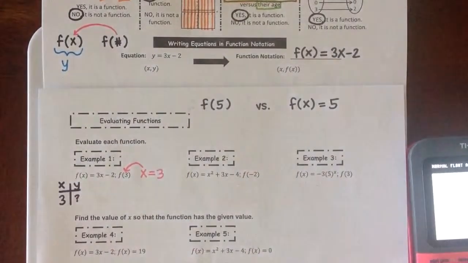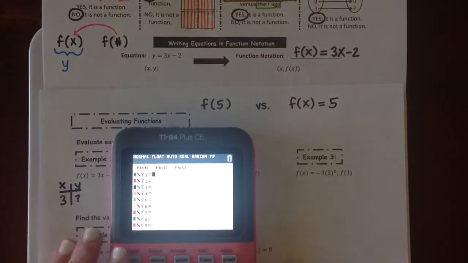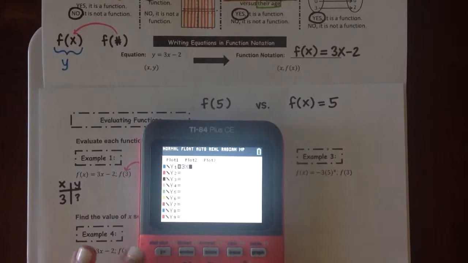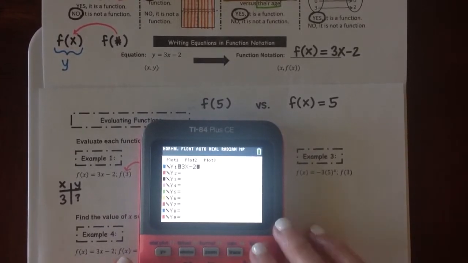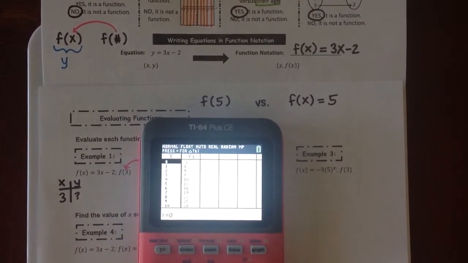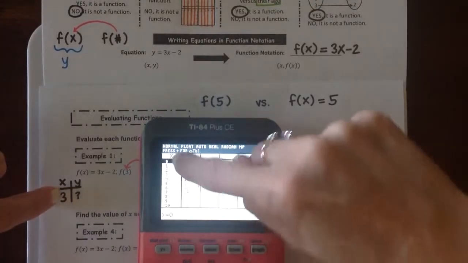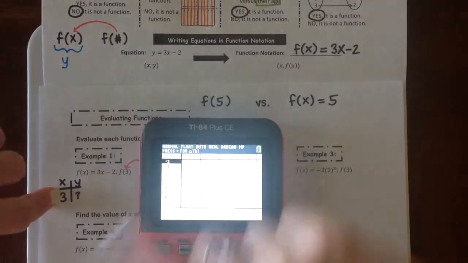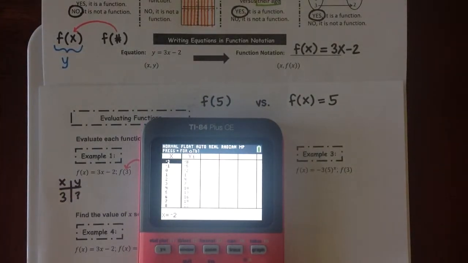So you can use your calculator to help you out. We're going to go to y equals, and type in 3x minus 2. And then you can go to your table. But I want to show you what to do, because what if your x value is not a whole number or not a negative whole number? What if it's a decimal or a fraction? You need to know how to do this.